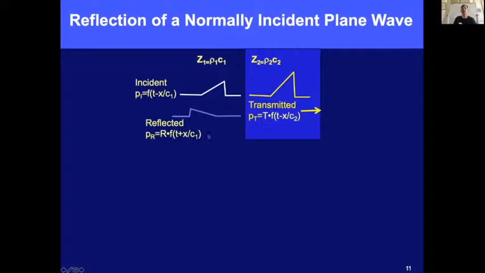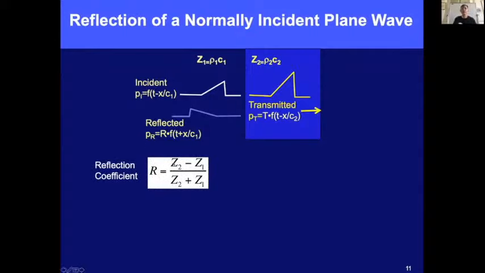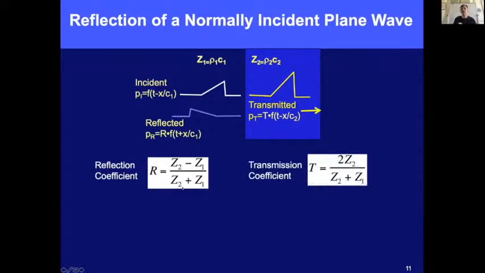At the interface, if we ensure that the pressure and the particle velocity are continuous across the interface, then it turns out you can solve for r and t. And again, those derivations are in a standard acoustics textbook, so I won't go through them here. But the reflection coefficient r turns out to be the difference in the impedances divided by the sum of the impedances. And the transmission coefficient t is twice the impedance of the second medium divided by the sum of the impedances. So these are the pressure reflection and pressure transmission coefficients, because they relate the pressures of the transmitted and reflected waves with respect to the incident wave.